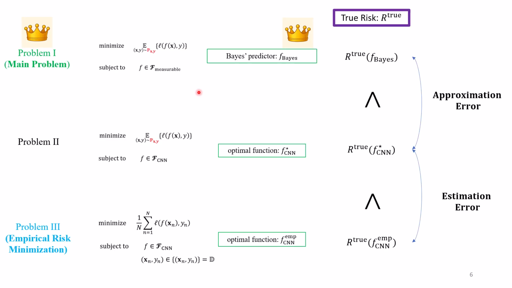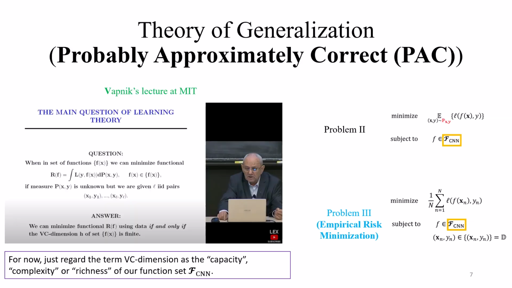And just a brief recap from last time, the main problem of machine learning is to minimize this objective function in problem 1, but to search through all measurable functions, which is impractical. Therefore, we settle with a particular function set of our choice, which then leads us to problem 2. And then by using the empirical mean, we arrive at problem 3.